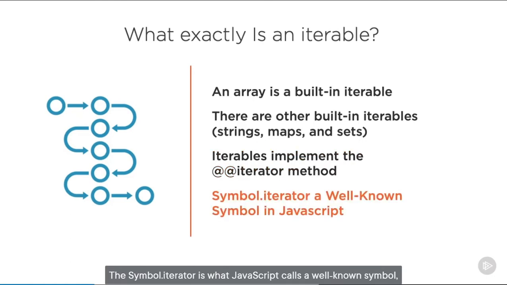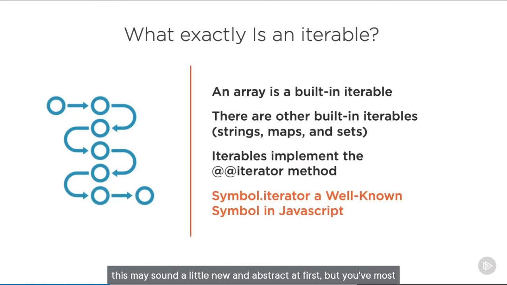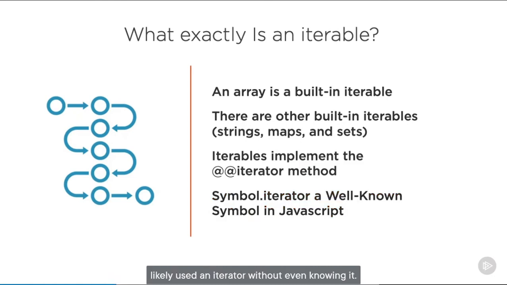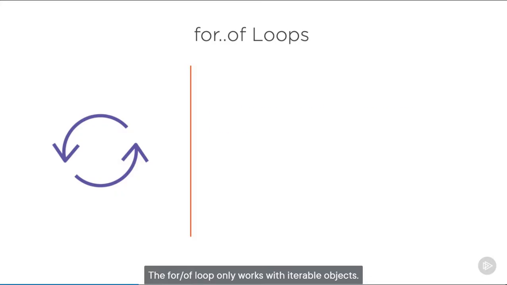The Symbol.iterator is what JavaScript calls a well-known symbol, and its job is to specify the default iterator for an object. Now, this may sound a little new and abstract at first, but you've most likely used an iterator without even knowing it. Have you ever used a for-of loop? If you answered yes, then you have experience with an object that has a Symbol.iterator key built in, or a built-in iterable. The for-of loop only works with iterable objects.